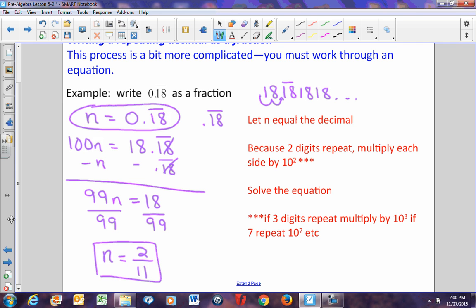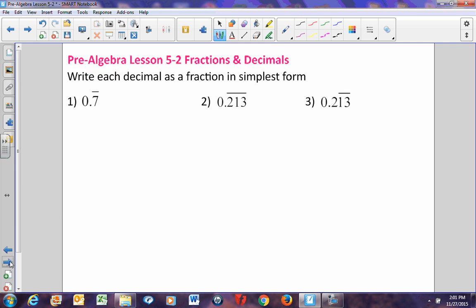The more you do these, the better you get at them. And let's take a look at a couple of them, since this will help us immensely. We're going to write each as a fraction in its simplest form.